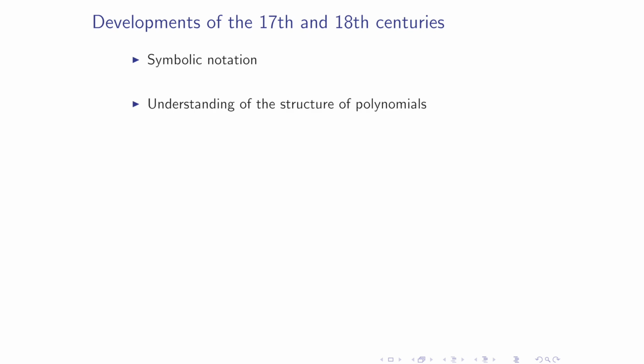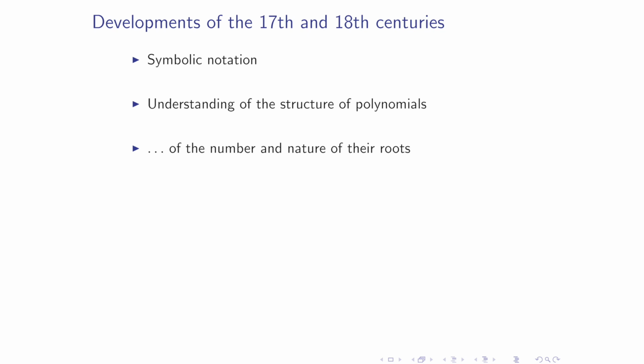So to summarize then, the 17th and 18th centuries, as we've seen, have the beginnings of symbolic notation. We've got this understanding of the structure of polynomials, the nature and number of their roots, and people are beginning to suspect that such a thing as the fundamental theorem of algebra might hold. It's a long time before anybody proves it, but nobody has come up with an example of a quartic equation with 5 roots, for example, and so people suspect there's a very natural bound on the number of roots of equations.